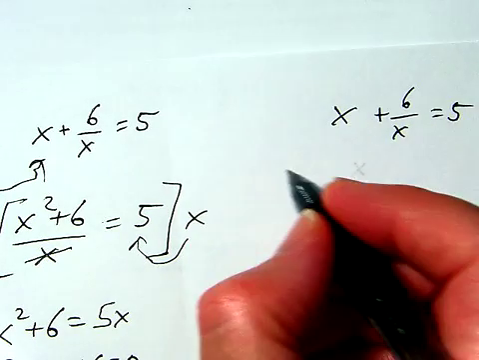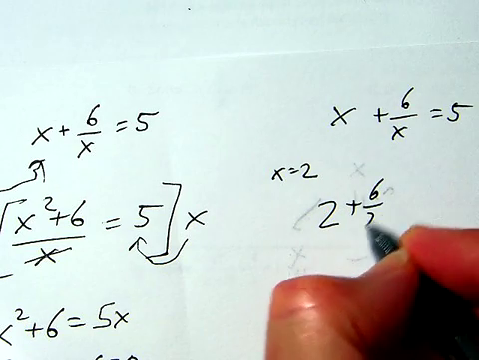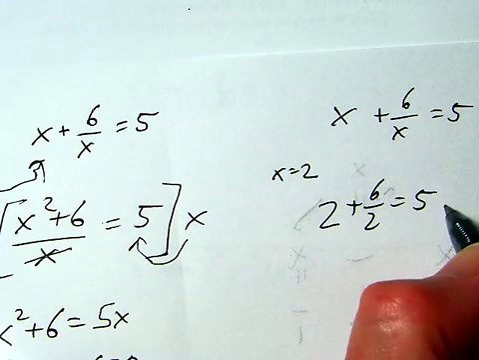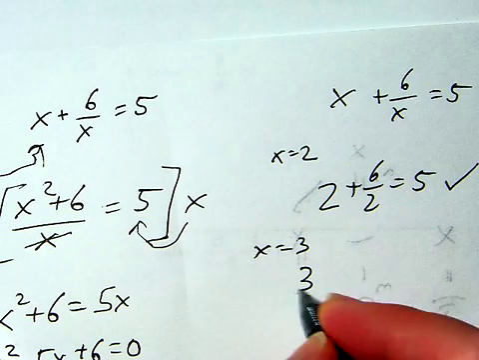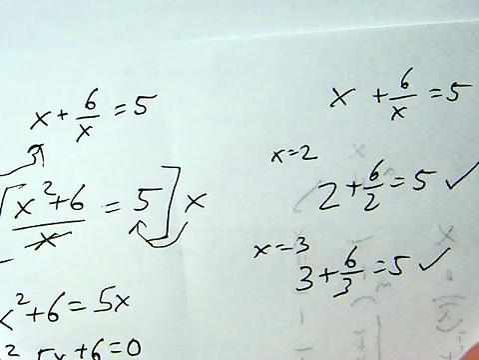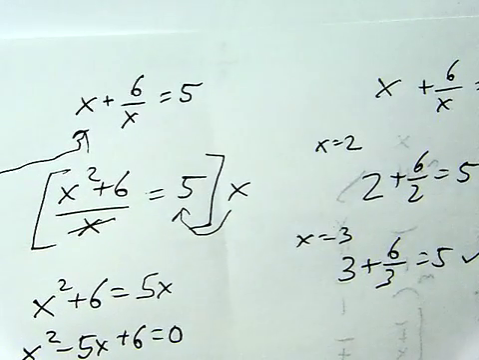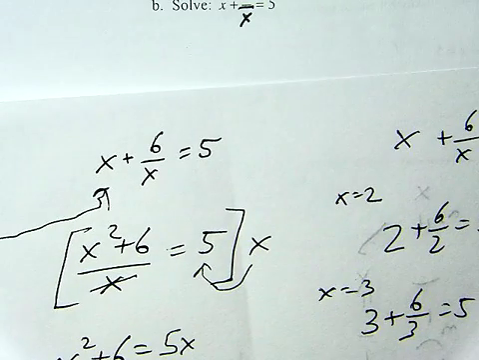Let's try x equals 2. That would be 2 plus 6 over 2 equals 5, which is correct. If x equaled 3, we'd have 3 plus 6 over 3 equals 5, which is also obviously correct. So our answers for the second equation would be x equals 2 and x equals 3.